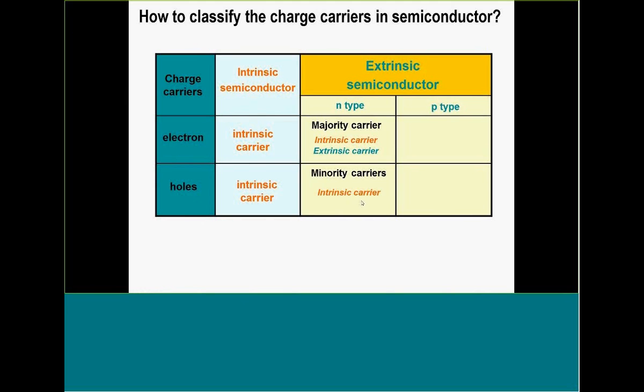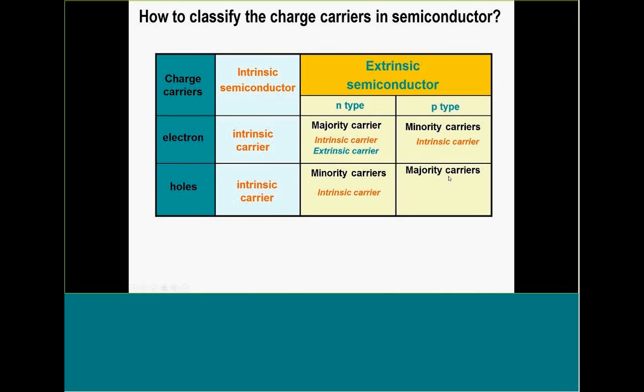Now, if you use a similar argument, let's look at the p-type. For electrons in a p-type semiconductor, where do they come from? We know that the dopant in a p-type semiconductor only gives holes, isn't it? So electrons must come from the intrinsic carriers. And we know that electrons in a p-type are the minority carriers, and of course in p-type, the holes are the majority carriers.